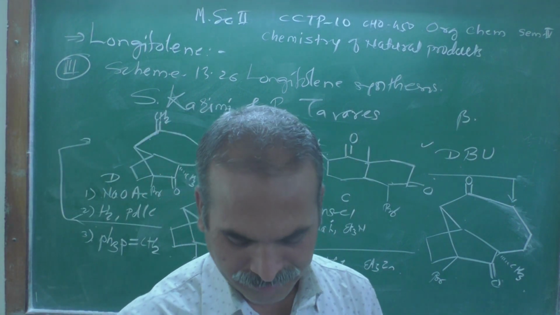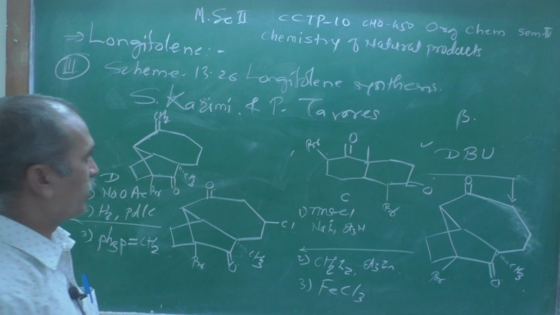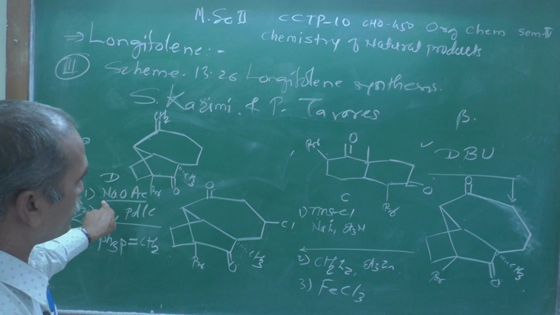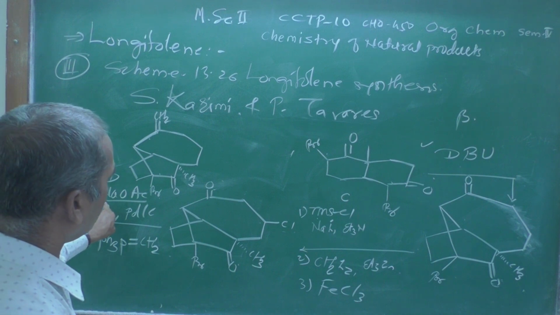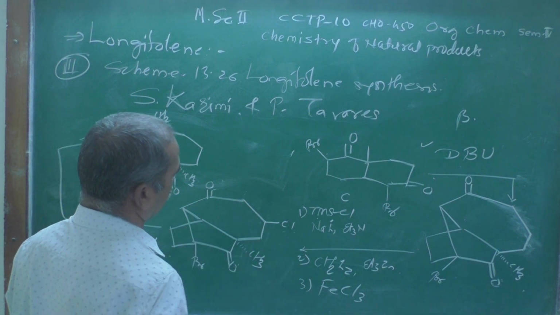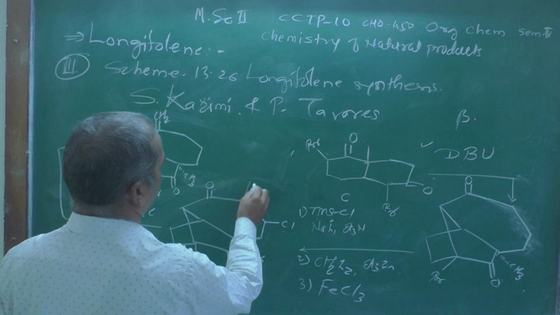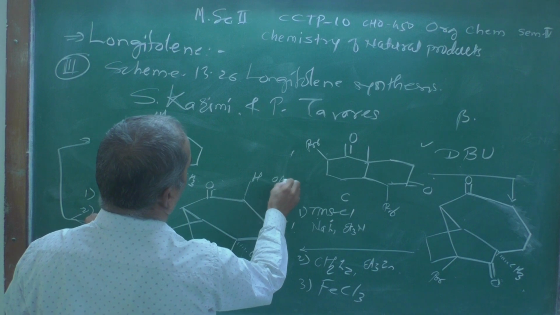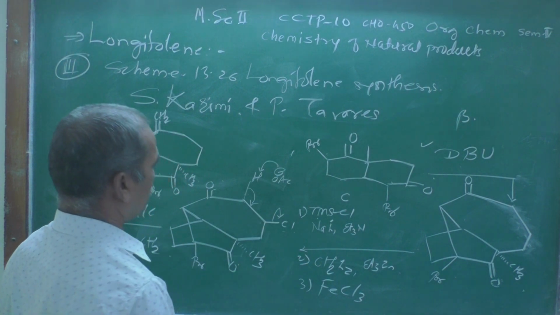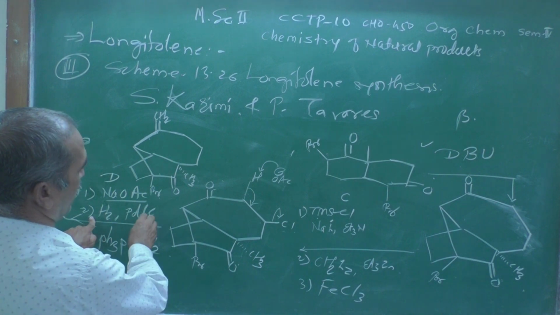By adding the reagent suitably over here, first what we added is sodium acetate, which is a strong base. The elimination reaction takes place and the double bond is formed, because this proton, AcO minus, can abstract the proton from here. Elimination takes place, forming a double bond, and then H2 in presence of palladium.